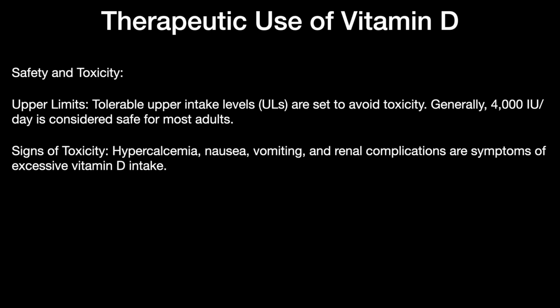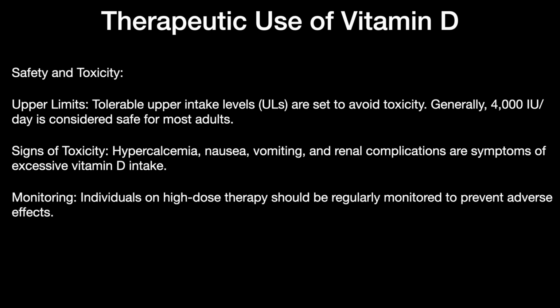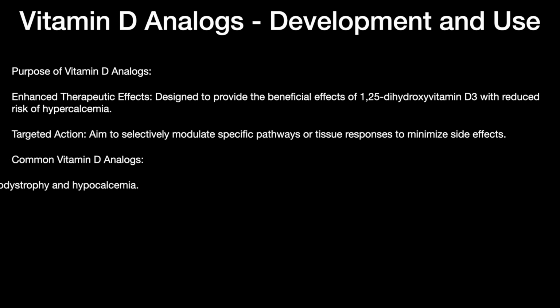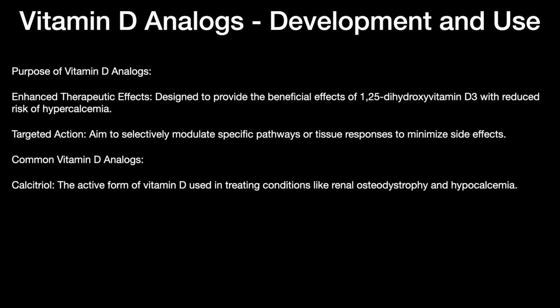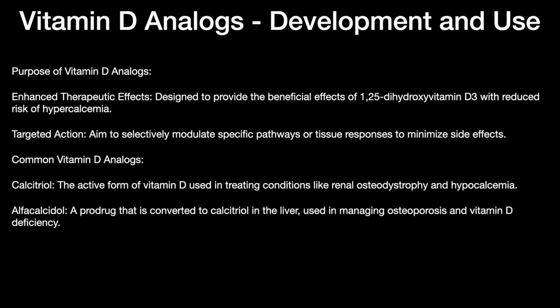Safety and toxicity, upper limits being generally 4000 international unit is considered safe for most adults. Signs of toxicity are hypercalcemia, nausea, vomiting, renal complications. Monitoring is to be done when you are giving very high dosages. Regarding vitamin D analogs, the purpose of these analogs is to enhance the therapeutic effect, target action. Common vitamin D analogs are calcitriol, alfacalcidol.